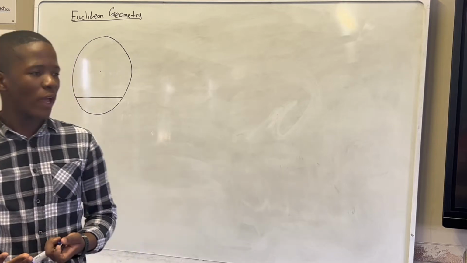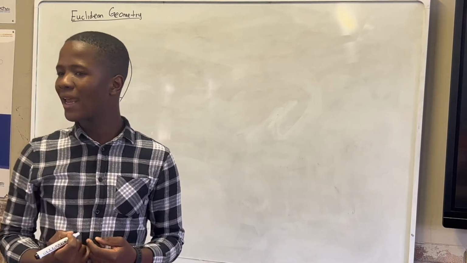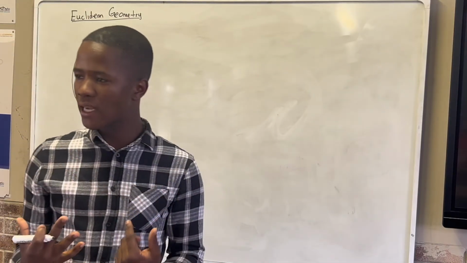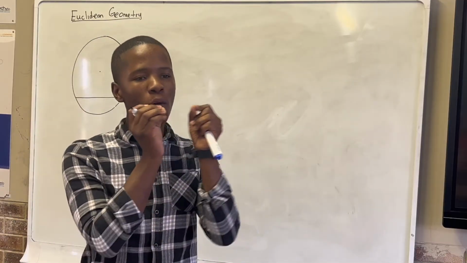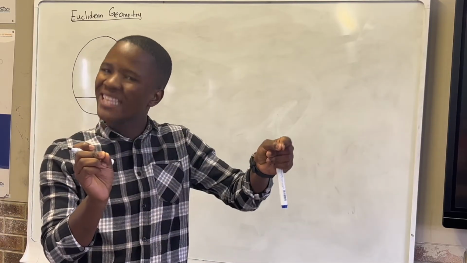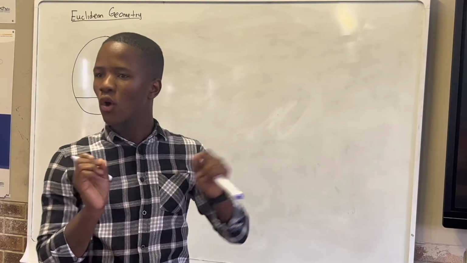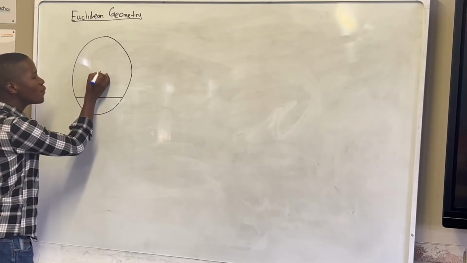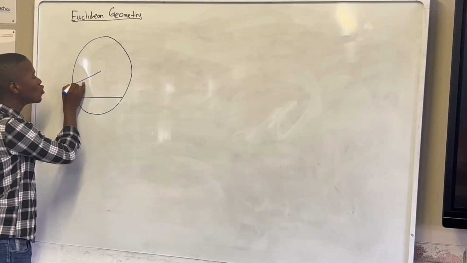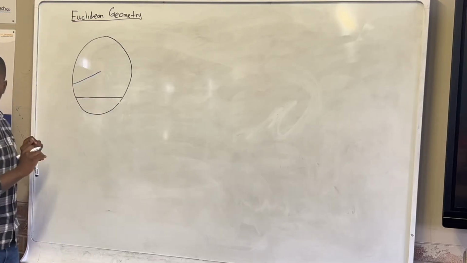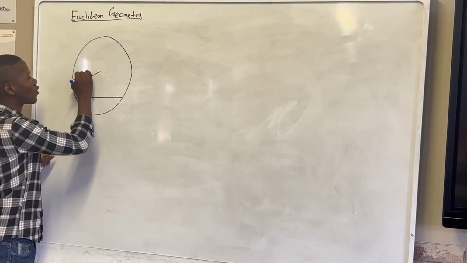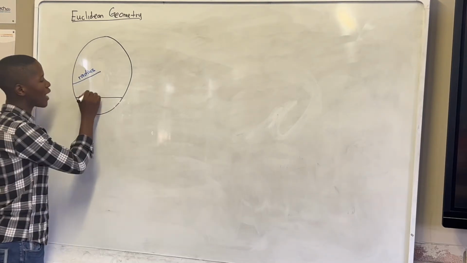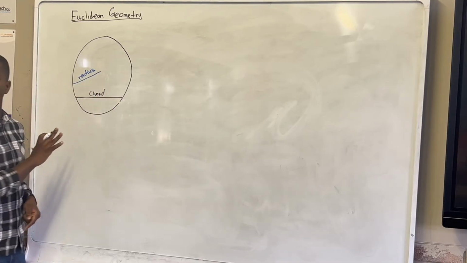Now we have what we call a radius. The definition of a radius is a line drawn from the center of your circle to the circumference of your circle. So a radius is this particular line drawn from the center to the circumference. Then this line is categorized as your radius, while we call this other line your chord.